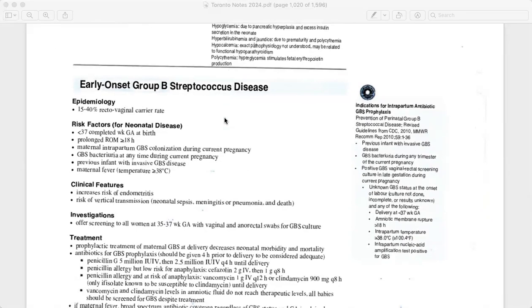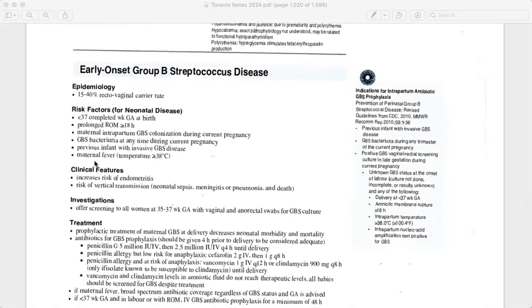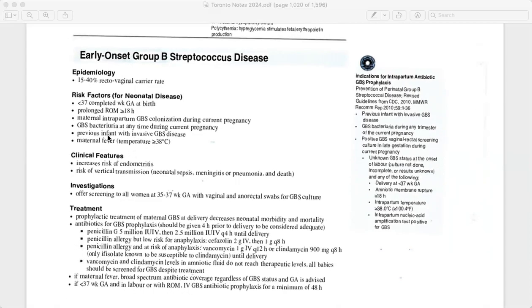Okay, so that's it. Now coming to early onset group B streptococcal disease. The risk factors: prolonged rupture of membranes, more than 18 hours. As we already discussed, PPROM is one of the complications that leads towards infection. Then maternal intrapartum GBS colonization, GBS bacteriuria, and a previous infant with invasive GBS. In those conditions, it's a risk factor leading towards GBS. And then maternal fever, increased risk of endometritis, and increased risk of vertical transmission, meaning transmission to the fetus. Offer screening to all women at 35 to 37 weeks.